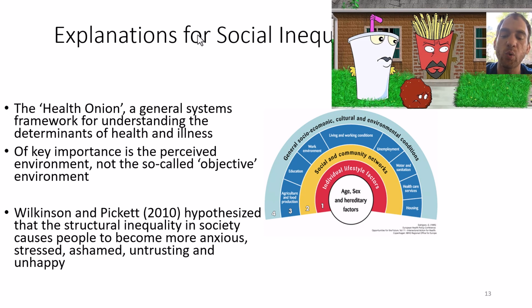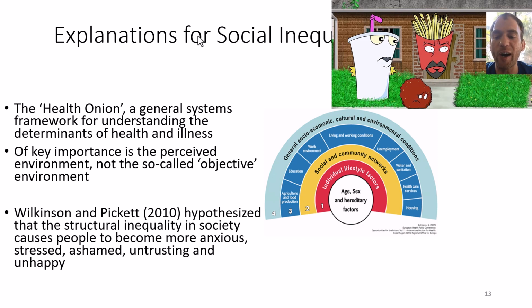Wilkinson and Pickett in 2010 hypothesized that the structural inequality in society causes people to become more anxious, stressed, ashamed, untrusting, and unhappy. So kind of like the Bronfenbrenner model, we have the health onion, which uses not just individual life factors, but also social community networks, SES, culture, and other broad macro environmental conditions, and how those are implicated in social inequality and health outcomes.